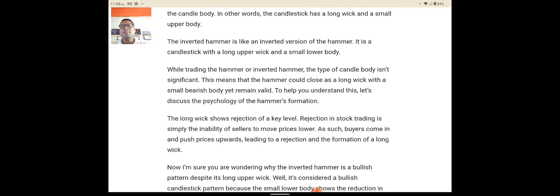The inverted hammer is like an inverted version of the hammer. It is a candlestick with a long upper wick and a small lower body. When trading the hammer or inverted hammer, the color of the candle's body is not significant. This means that the hammer could have a long wick with a small bearish body yet remain bullish. To help you understand that, let us discuss the psychology of the hammer's formation.